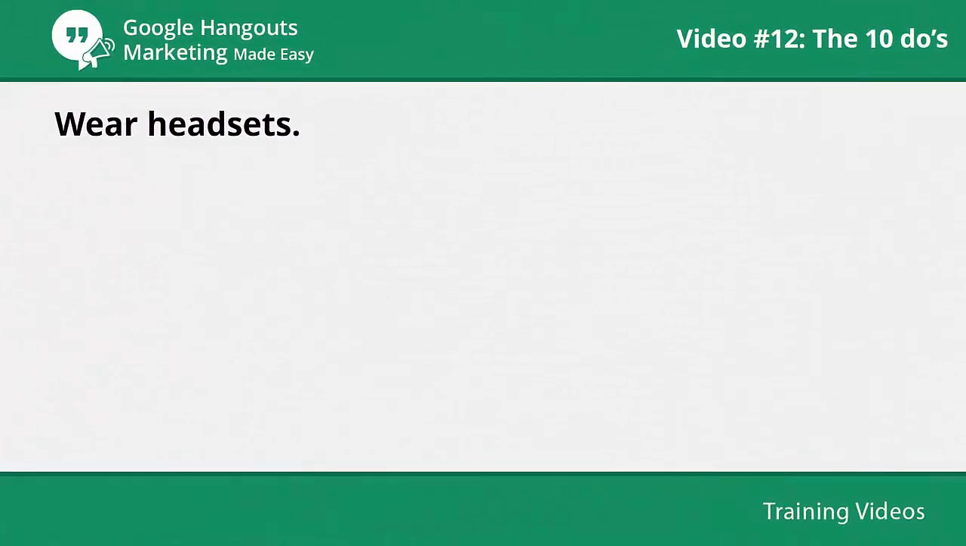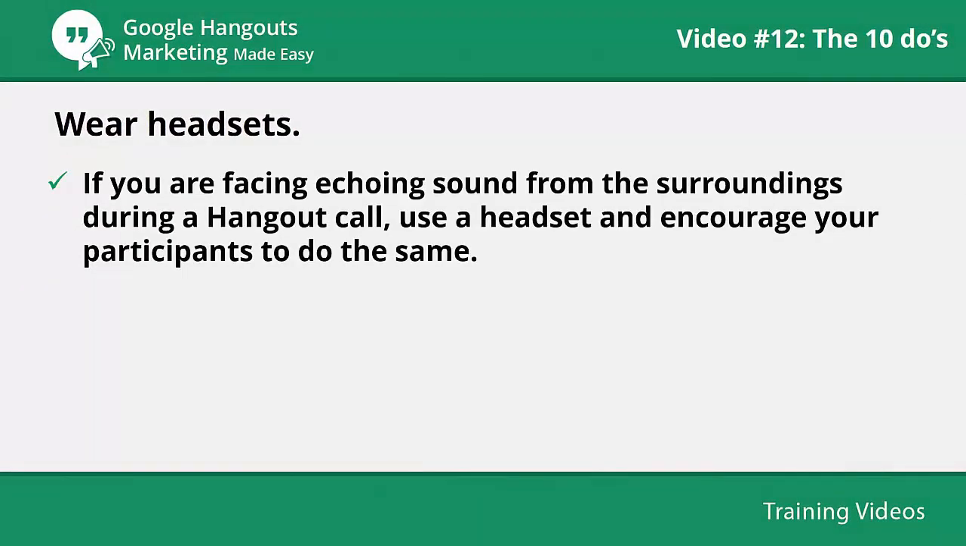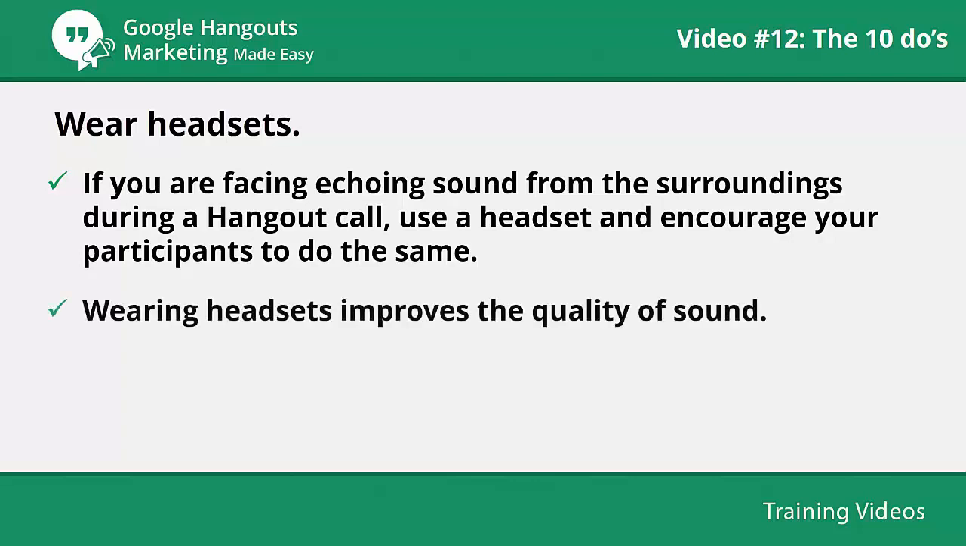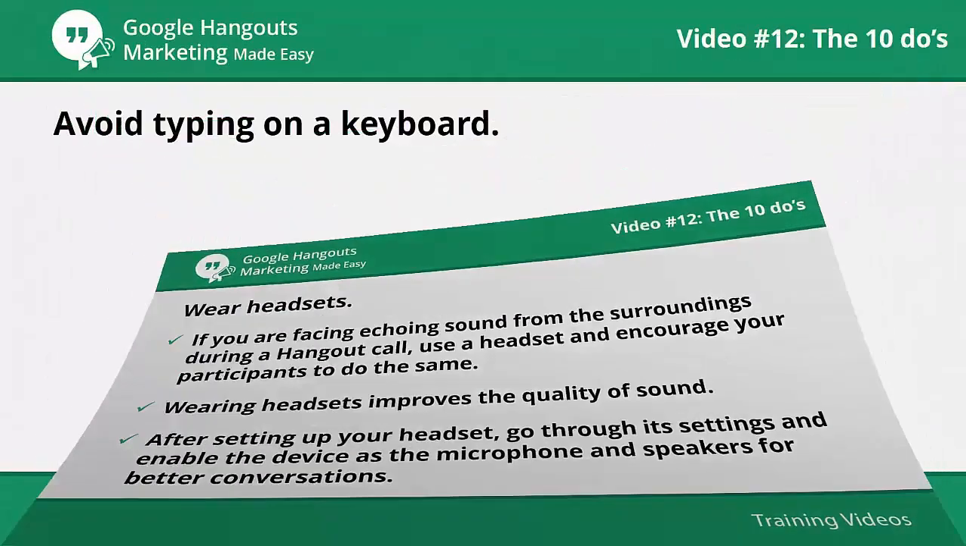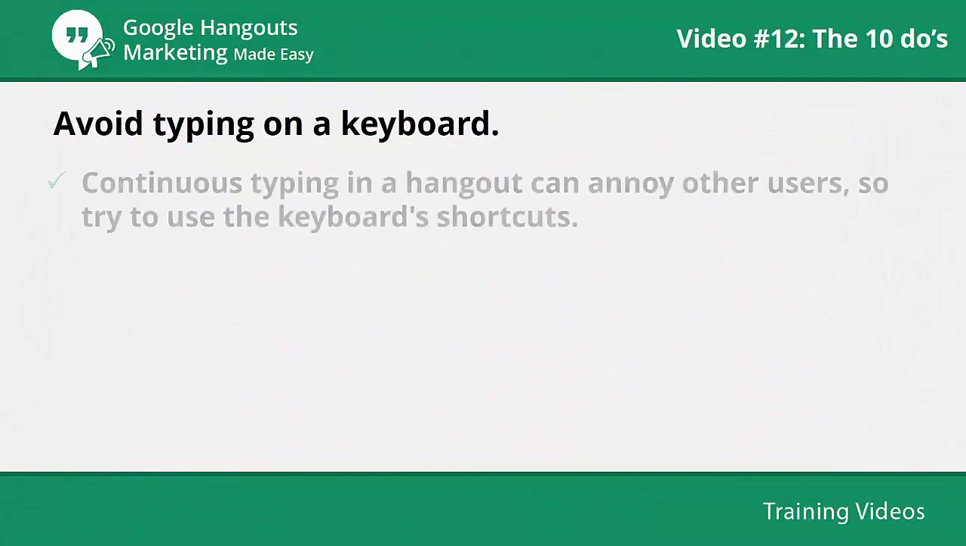Wear headsets. If you are facing echoing sound from the surroundings during a Hangout call, use a headset and encourage your participants to do the same. Wearing headsets improves the quality of sound. After setting up your headset, go through its settings and enable the device as the microphone and speakers for better conversations.